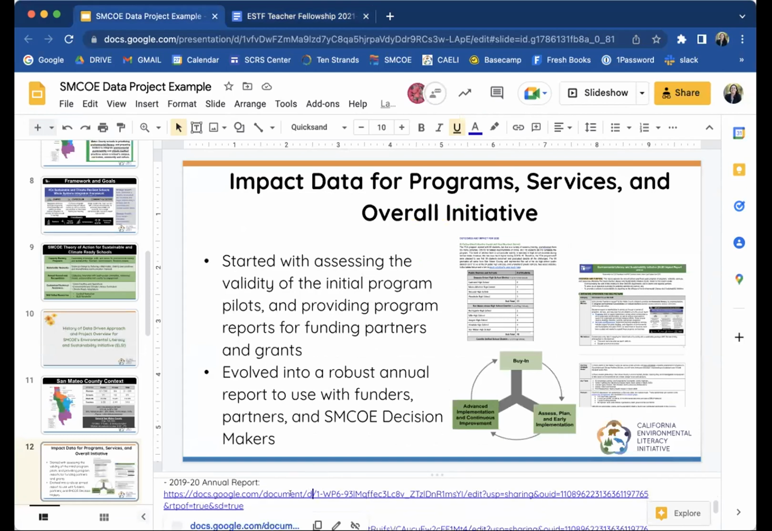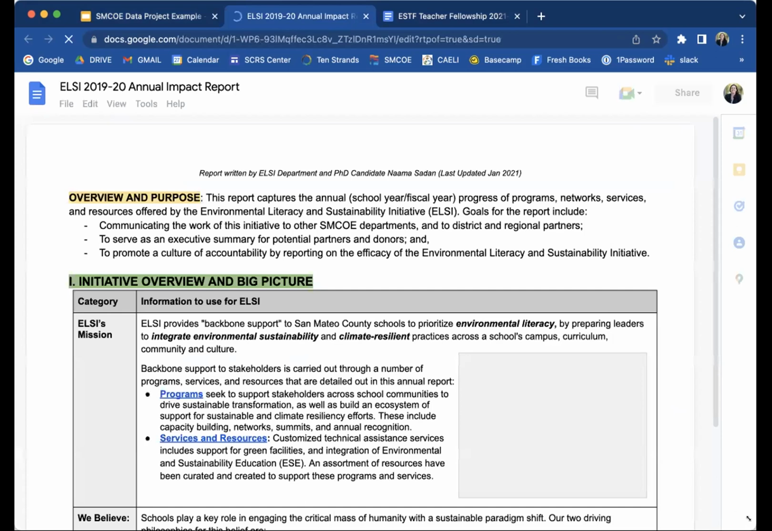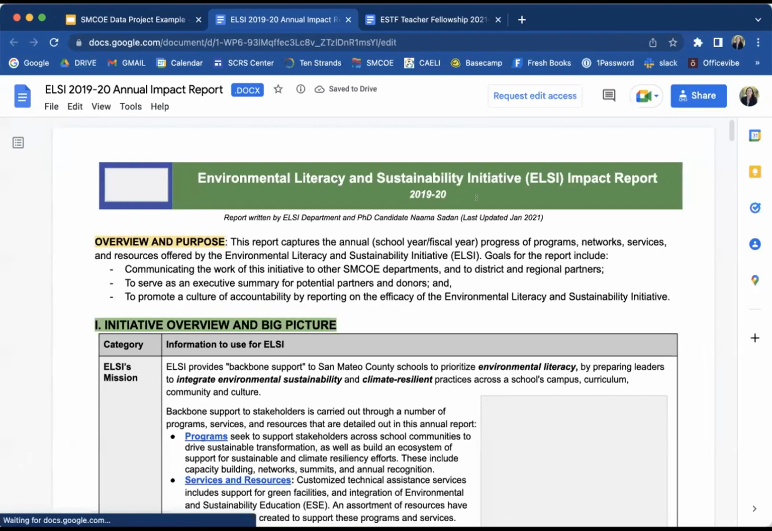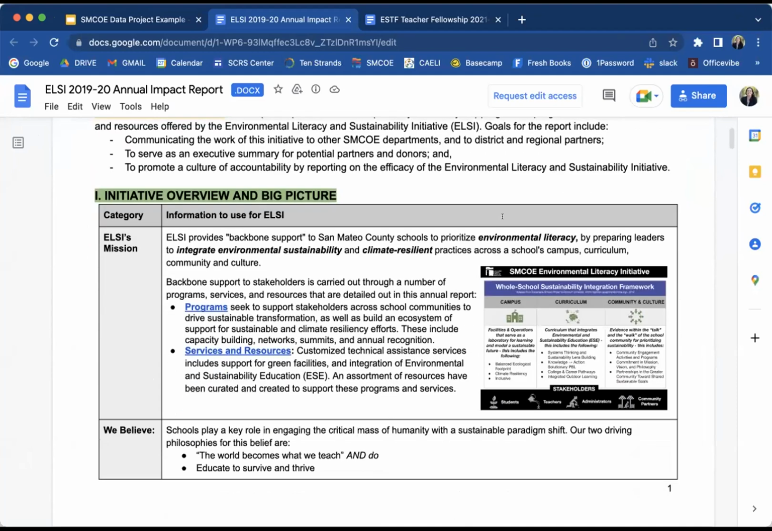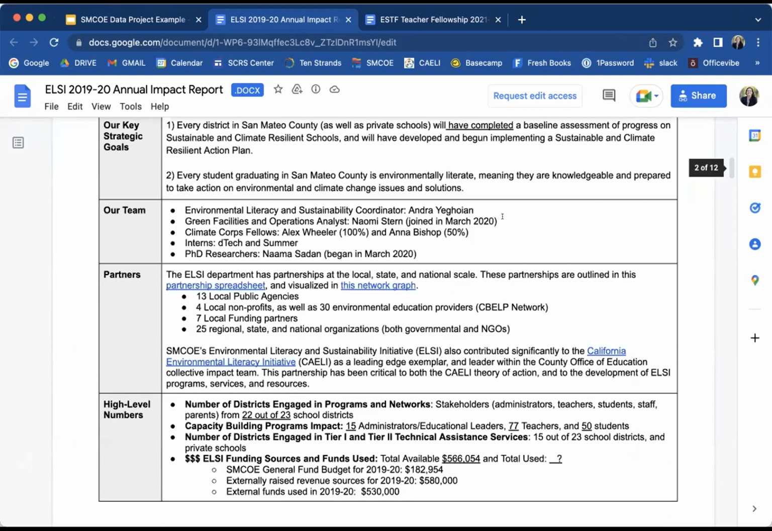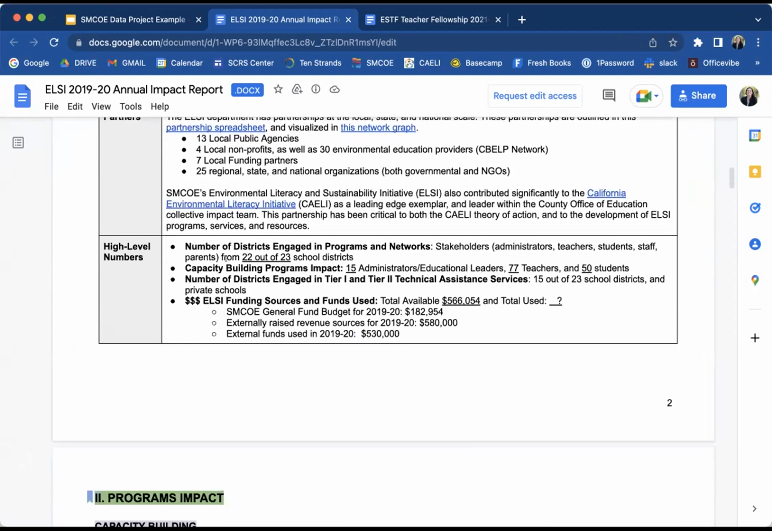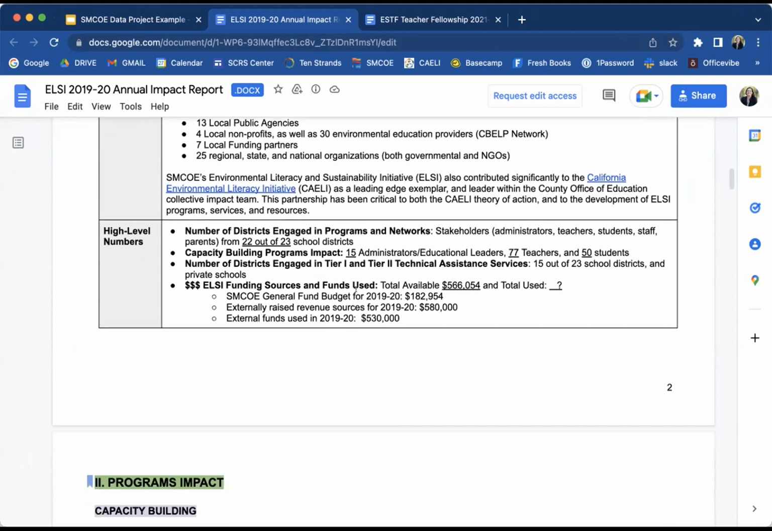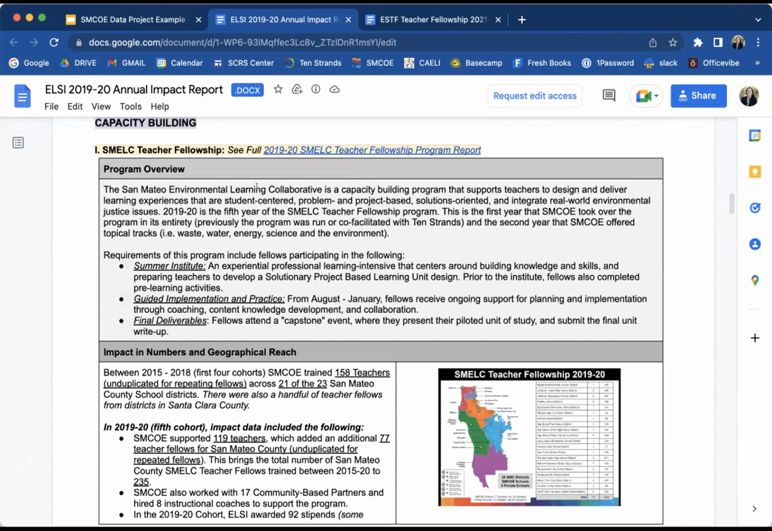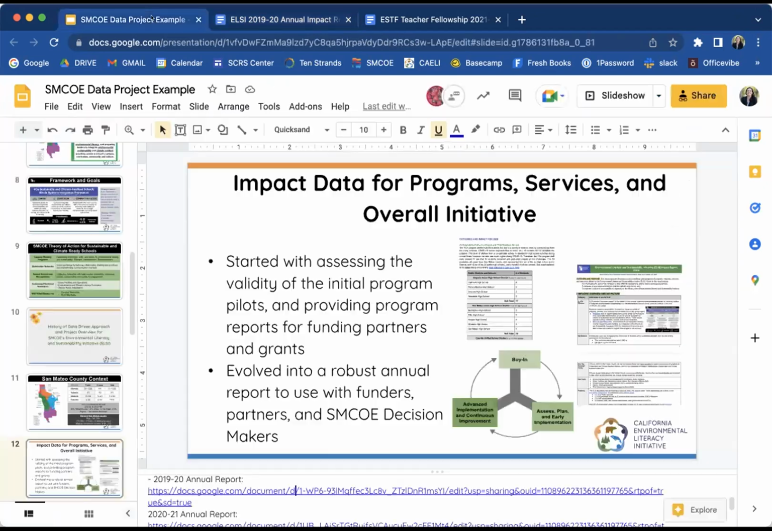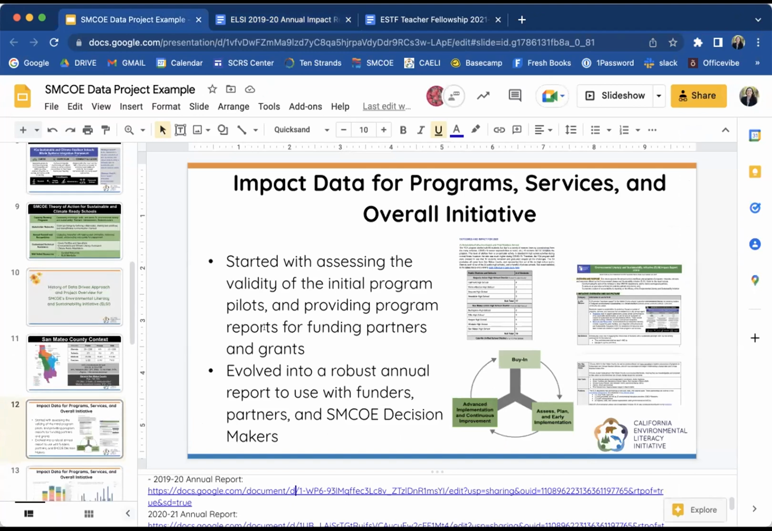But that all got turned into a pretty robust annual report, especially because we worked with PhD candidate Nama Sadan, who really encouraged us to take all these little program reports and combine them together into one larger annual report. So we were able to do that and really articulate our high level impact numbers. How many districts are we working with? How much money were we able to fundraise? And then we'd put all those little individual reports, like a summary of them, and then people could take a look at it. So that was a big leap forward for us that we started in our third year of collecting it all together and really saying, here's the overall picture.